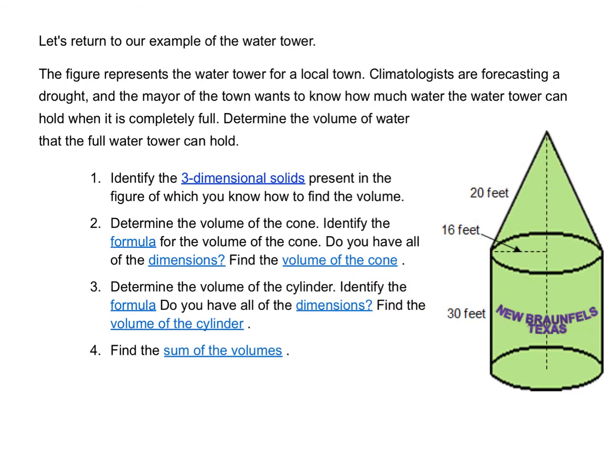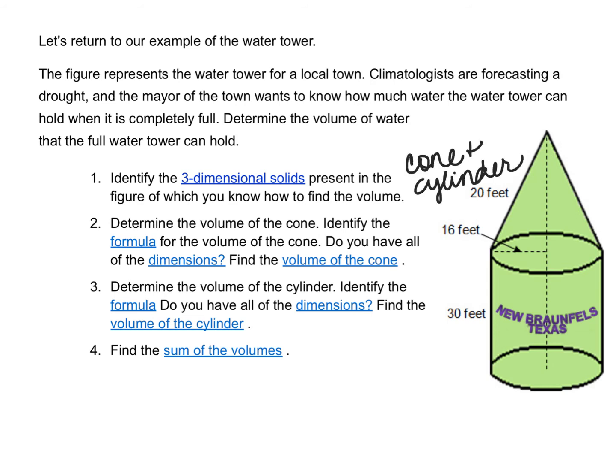Well, let's return to our example of the water tower. The figure represents the water tower for a local town. Climatologists are forecasting a drought, and the mayor of the town wants to know how much water the water tower can hold when it is completely full. Determine the volume of water that the full water tower can hold. All right, so we're going to identify the three-dimensional solids represented in the figure, of which I know how to find the volume. So we do have a cone and a cylinder.